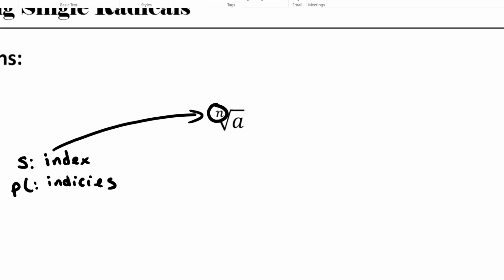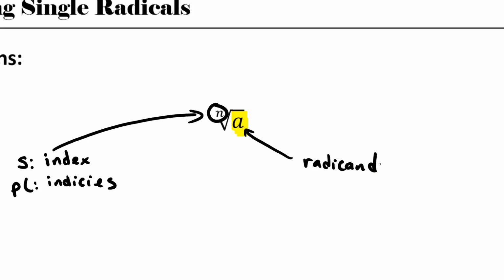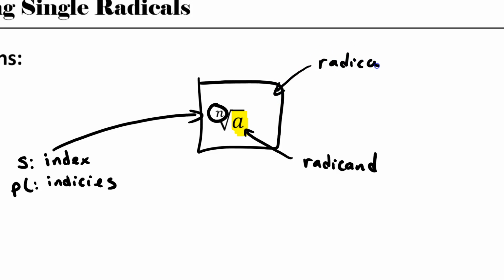We have this A underneath here, and I'm just going to highlight it. The A here, that's called our radicand. It's the thing that we're finding the whatever root of. And this whole thing as an entirety, this right here is our radical. Something special to note, if you have no index, a 2 is implied.